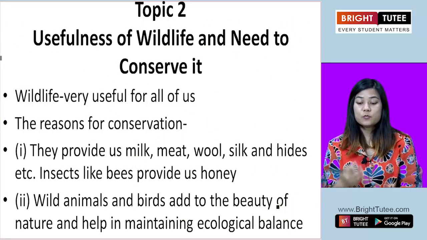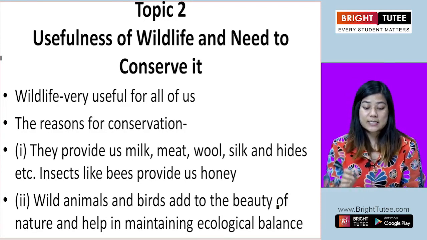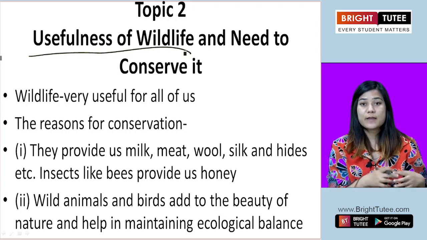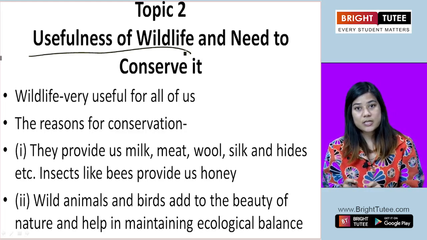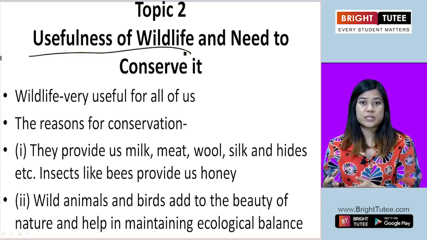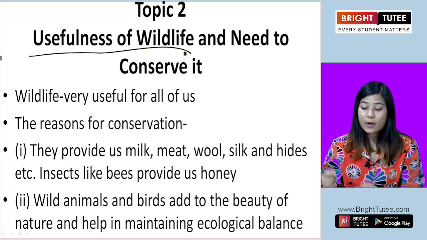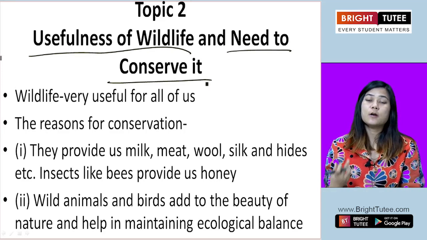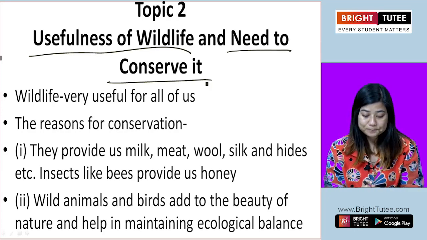So with that, we move on to the next topic. Now in this topic, we will see the usefulness of the wildlife. We learned about how diverse and abundant our wildlife is. Now we'll understand how it is useful to us, why it is useful, and why there is a need to conserve it. Why should we conserve our wildlife? What happens when we conserve our wildlife?